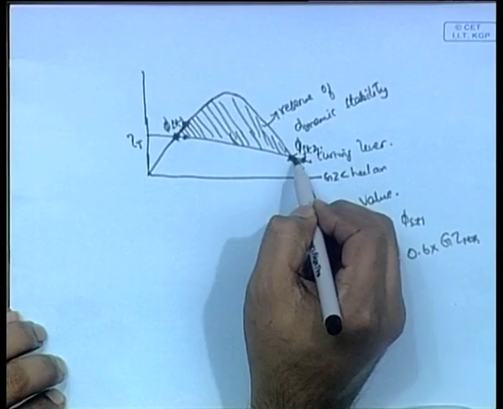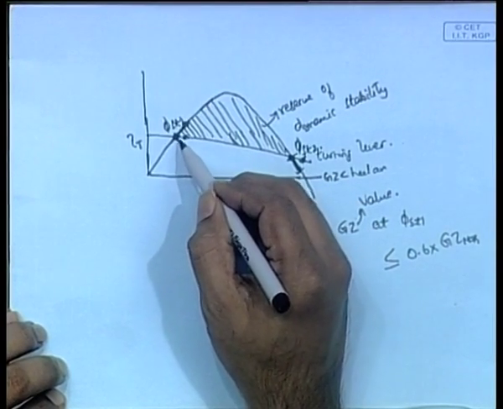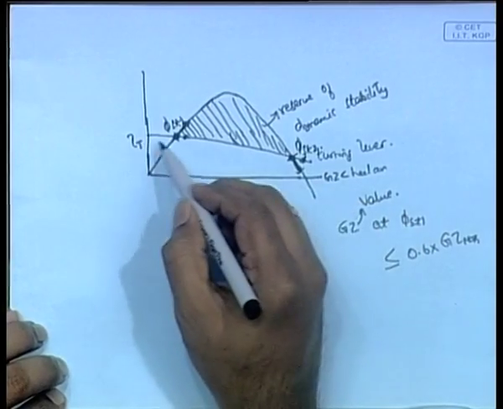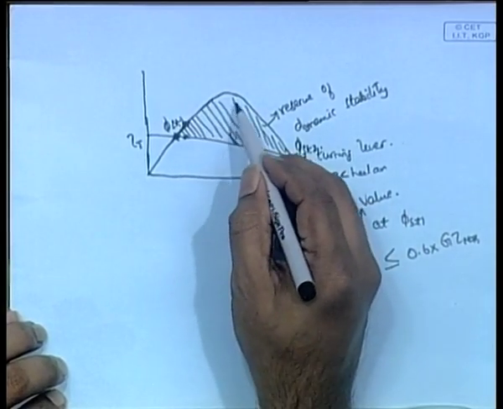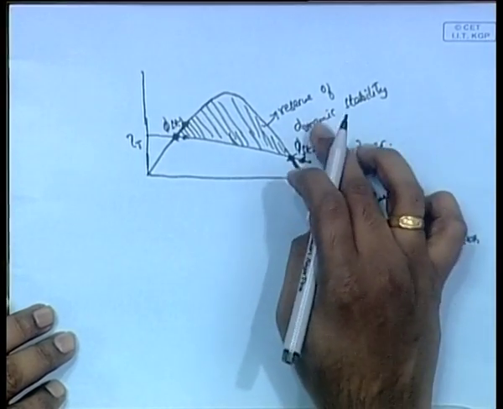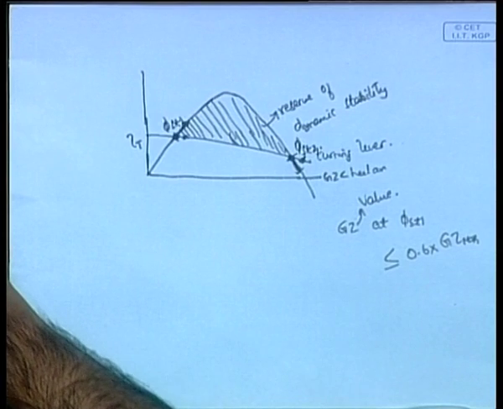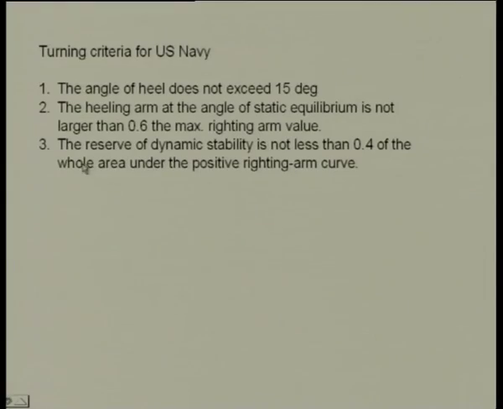So, that is one criterion. As I have said before, this area, that is actually outside the angle of the lever arm, is known as the reserve of dynamic stability. One rule of the US Navy for turning says that the reserve of dynamic stability should not be less than 0.4 of the whole area under the righting arm curve.